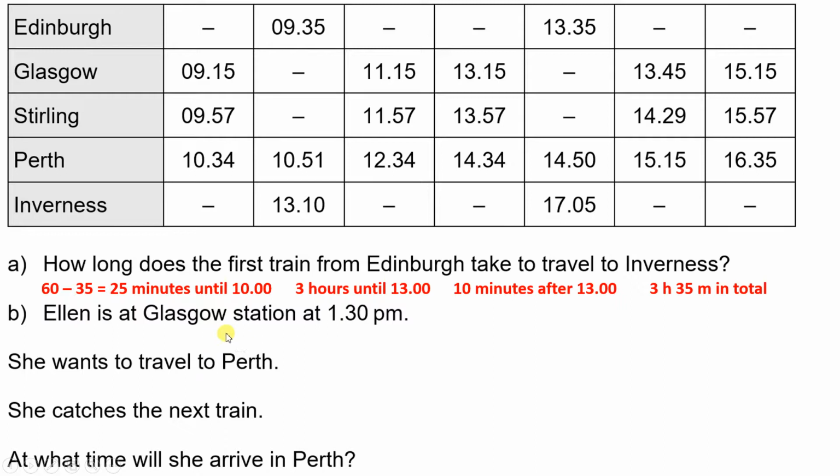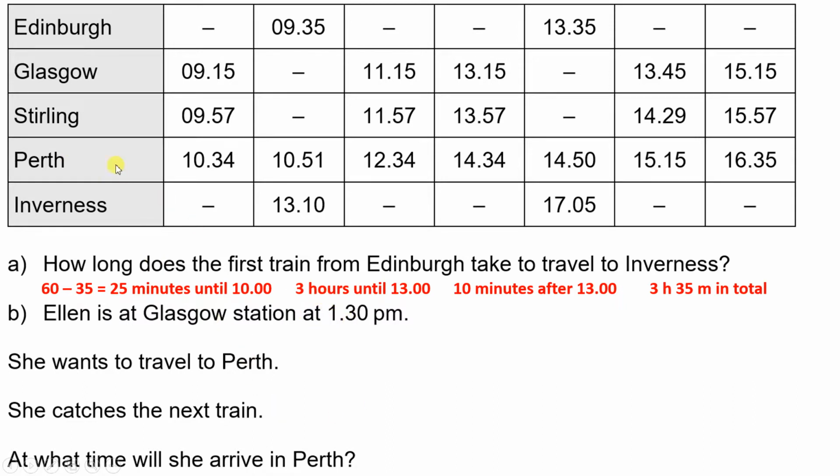Ellen is at Glasgow station at 1:30 p.m. Now they've given us the time in p.m., but the timetable of course is in 24-hour clock, so we add 12 to our hour. She is at Glasgow at 13:30. She wants to travel to Perth. She catches the next train. At what time will she arrive in Perth?